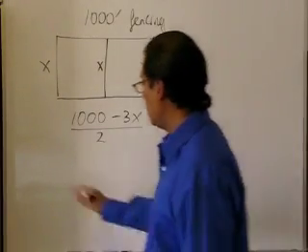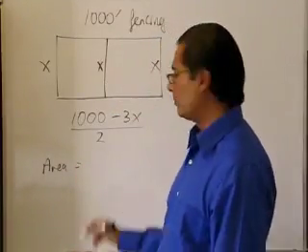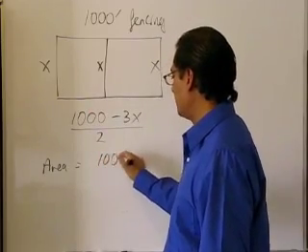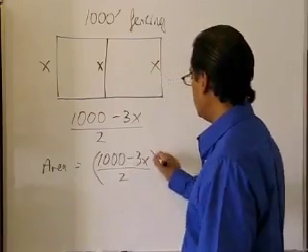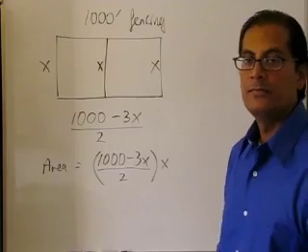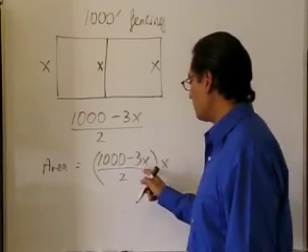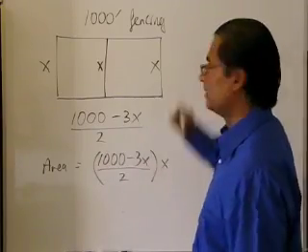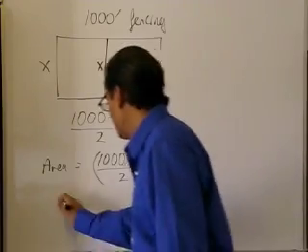Okay, so now we know the area of a rectangle is what? Length times width. And so the length in this case is (1,000 minus 3x) over 2, and the width is x. So here we have an area function. And now we want to find what value of x gives us the maximum area. What width should we put to give us the maximum area? We can multiply this out if we wish.